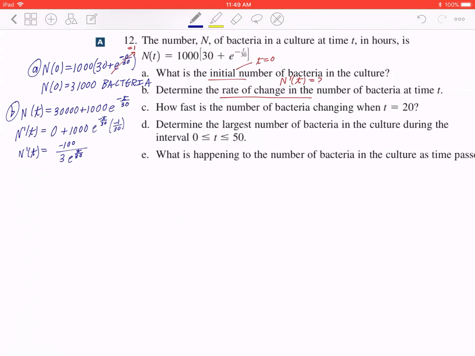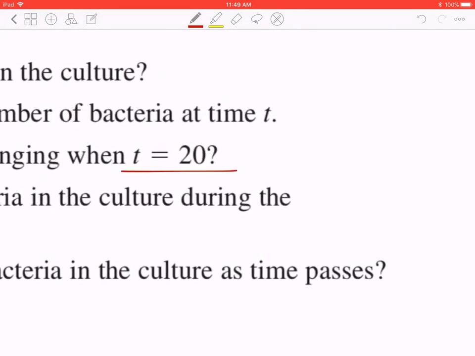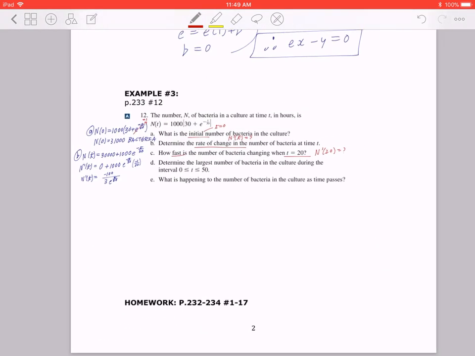Part C. How fast is the number of bacteria changing when time equals 20? So again, you've got to be careful here. When you translate the word fast, that means rate of change, which is the derivative, specifically at time equal to 20. So in math, this just means: what is n prime of 20? That's what you're trying to calculate here.